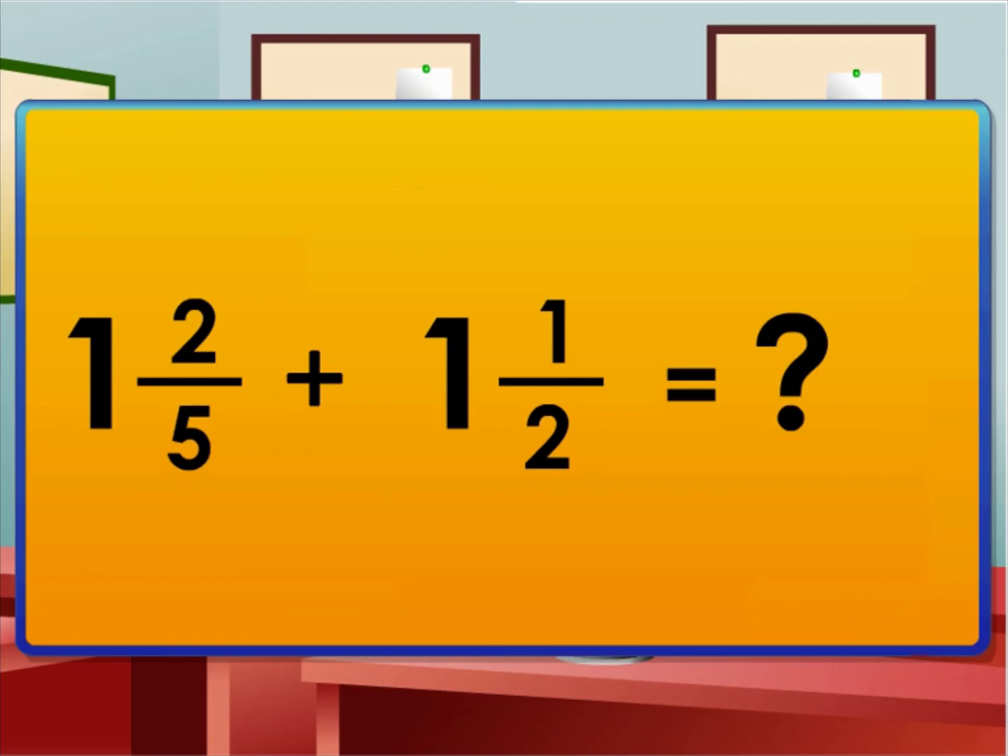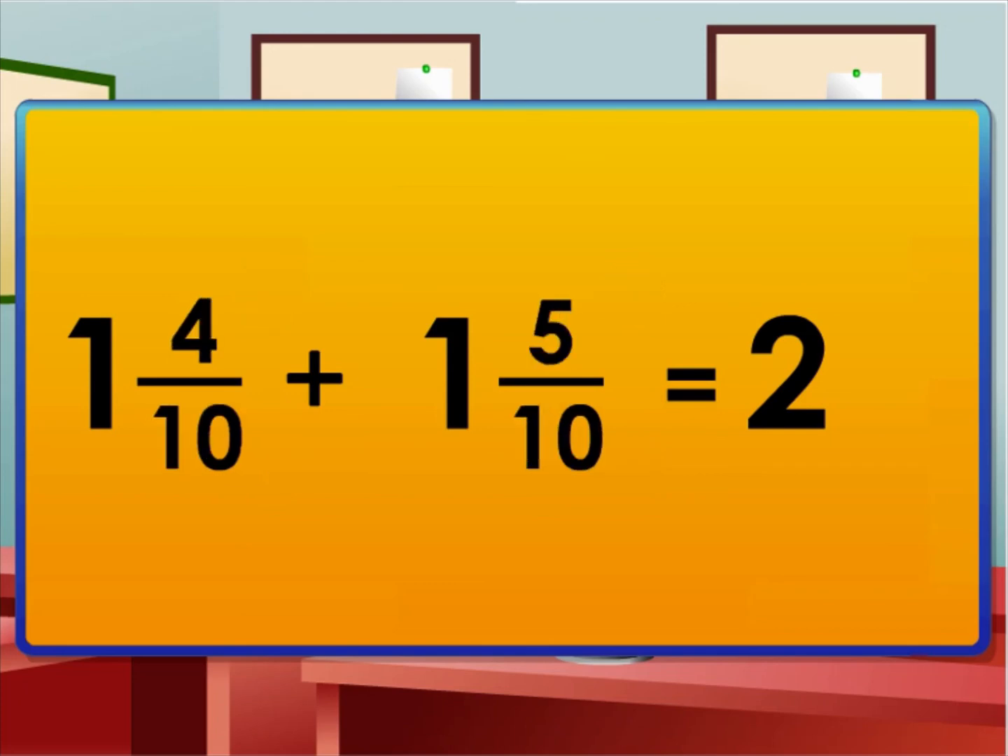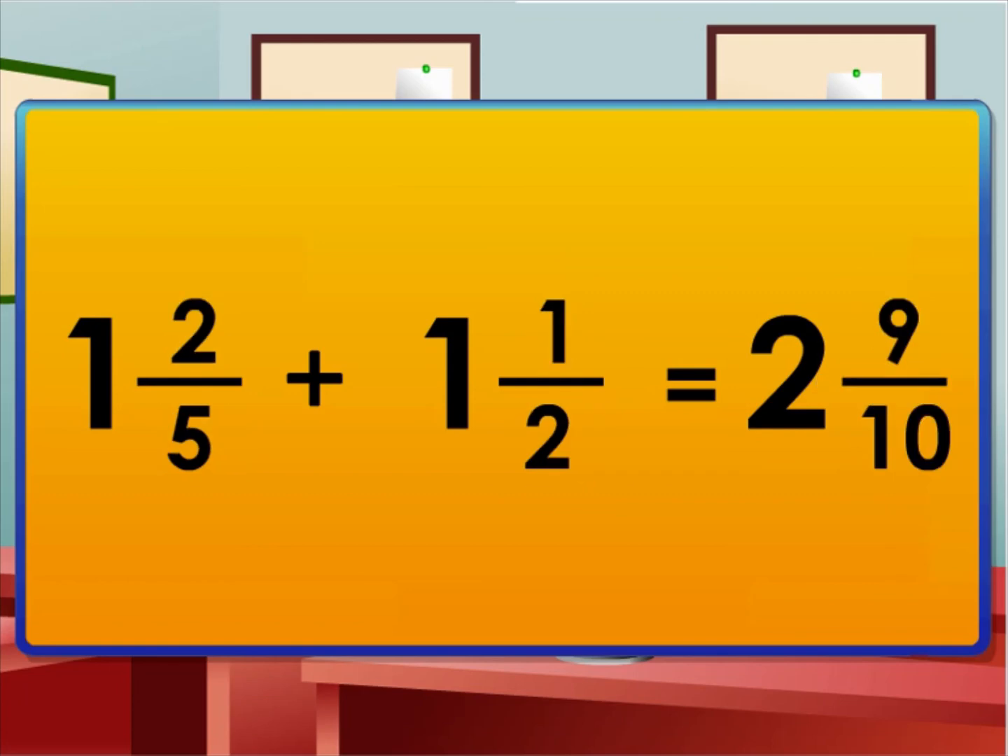First, we add the whole numbers, that is 1 plus 1 equals 2. Then we add the fractions, that is 2 over 5 plus half. Before we add, we have to make the denominators 10, so that we can add the fractions. 4 over 10 plus 5 over 10 equals 9 over 10. So, 1 and 2/5 plus 1 and a half would be 2 and 9 over 10.